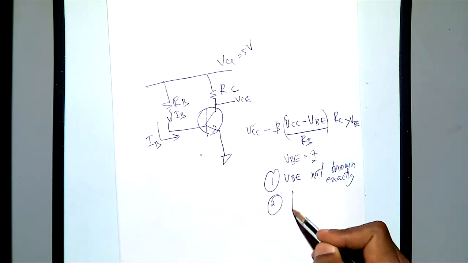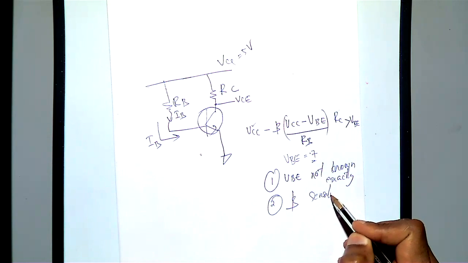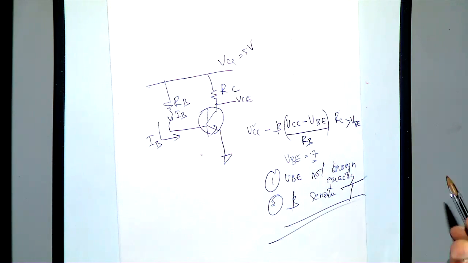Second one, beta is sensitive to temperature. As I said, beta varies with temperature because the electrons coming out of the emitter to the base and to the collector vary in number when you heat up. So your biasing performance might vary. The bias points might vary when you take it to Saudi Arabia or when you take it to Iceland because of the temperature difference. So this is not at all good.